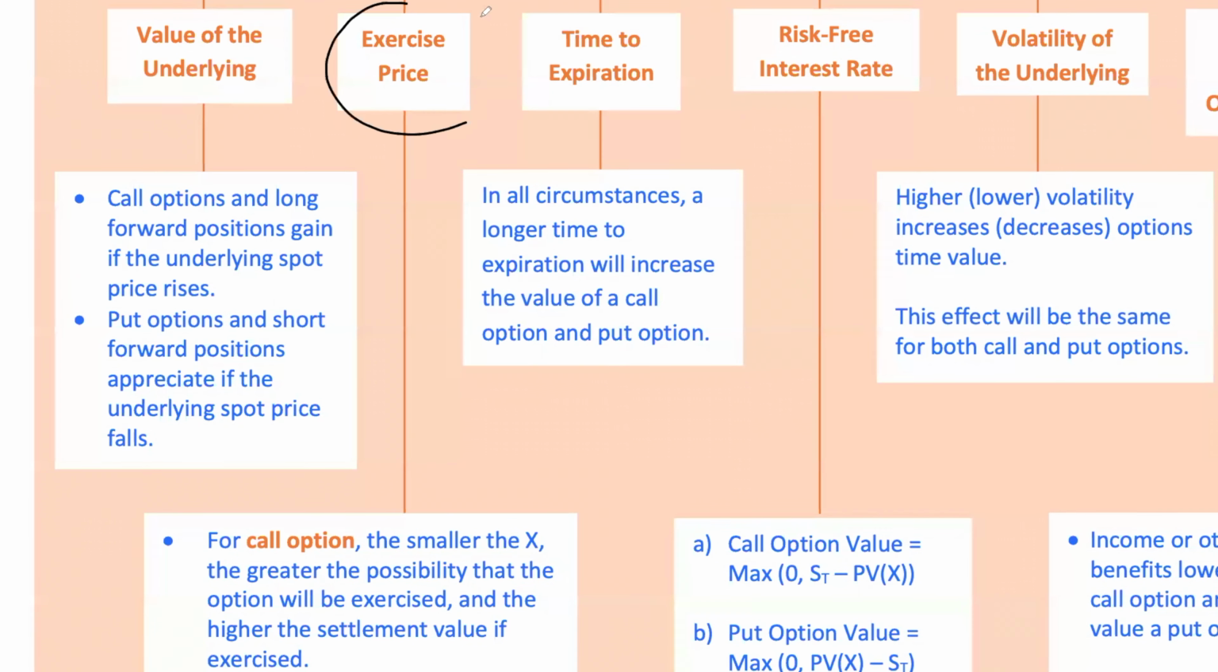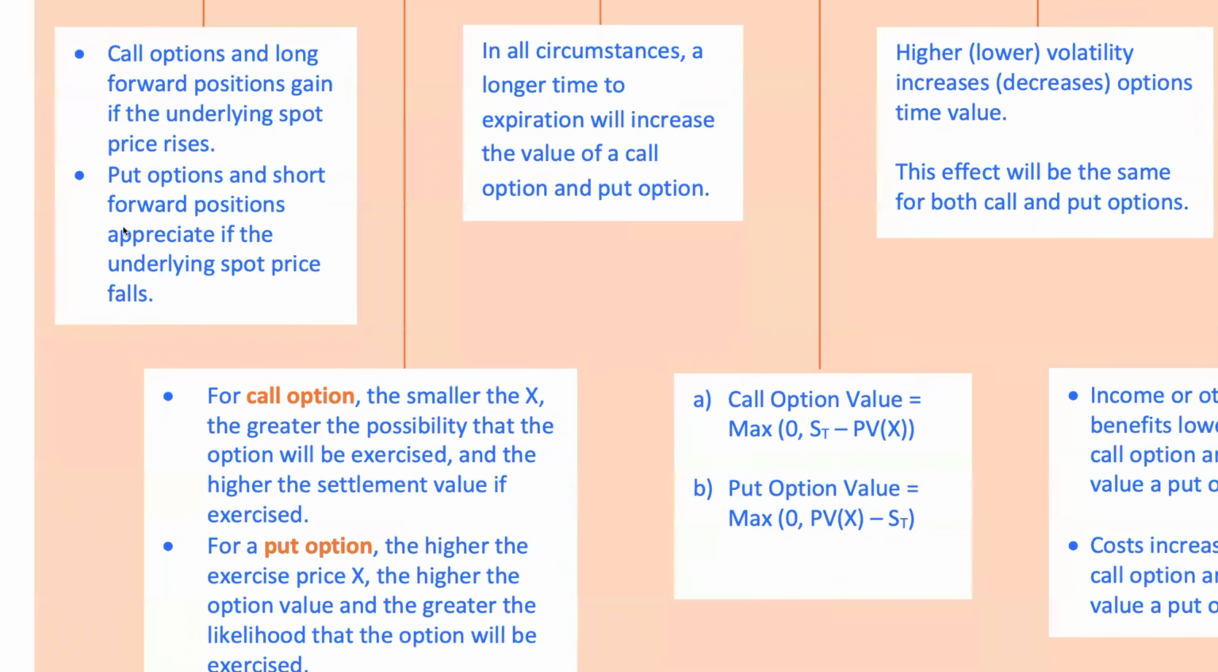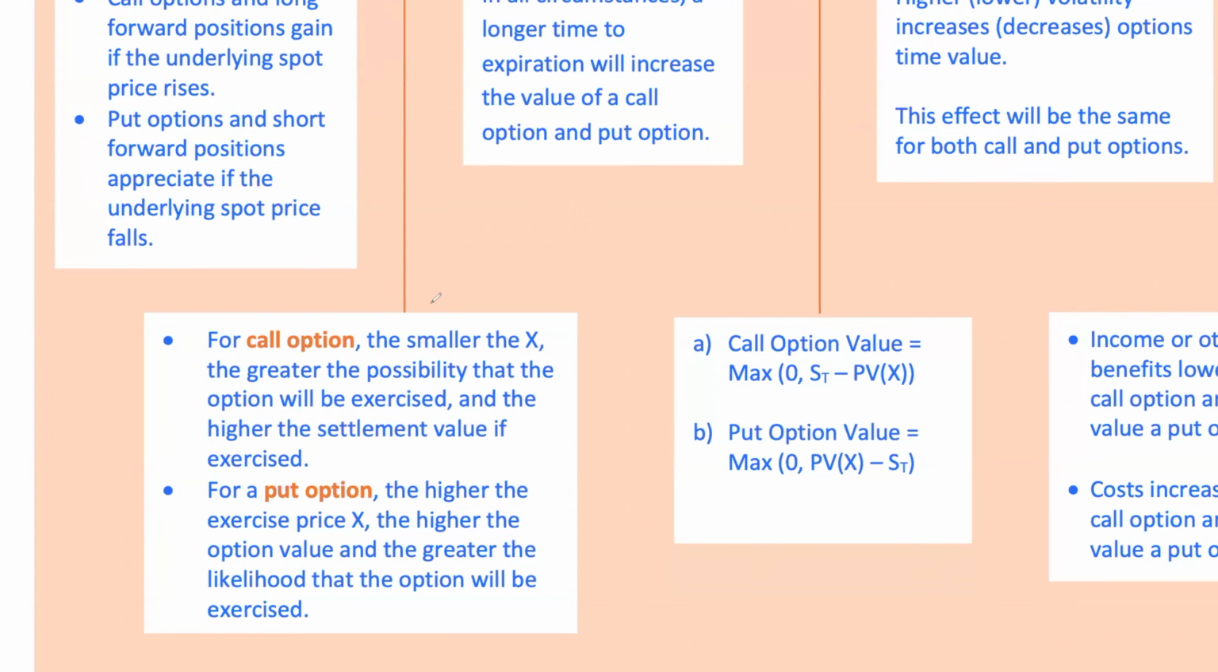Next up is the exercise price. This is what determines whether an option is likely to be in or out of the money. Imagine you're betting on Tesla. A call option with a strike price of $200 will be way more valuable if Tesla is trading at $250 compared to a call with a strike price of $270.